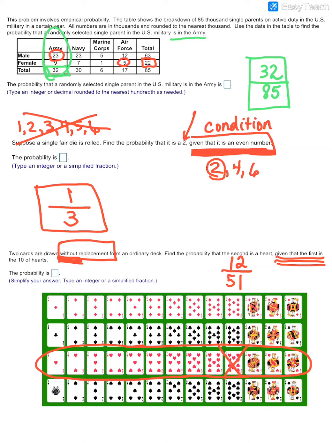And again, if you can reduce, make sure you reduce your fractions. Both of these numbers are divisible by 3. So 12 divided by 3 would give me a 4. 51 divided by 3 would leave me with 17. So my probability that the second card is a heart, given that the first was the 10 of hearts, would be 4 out of 17.